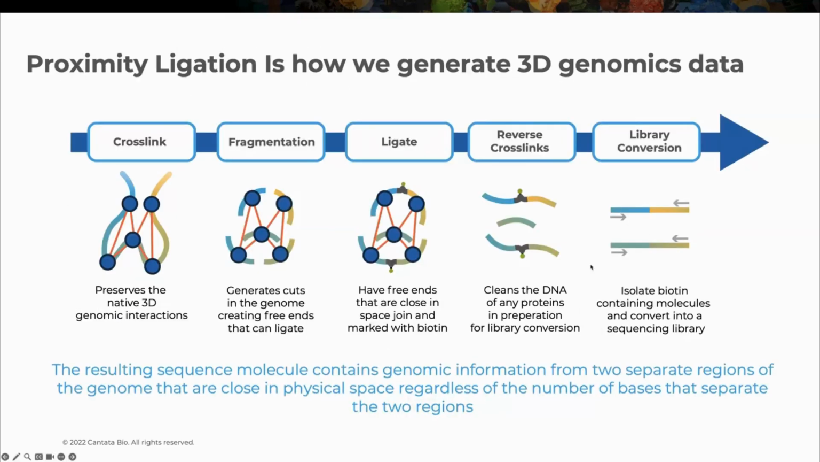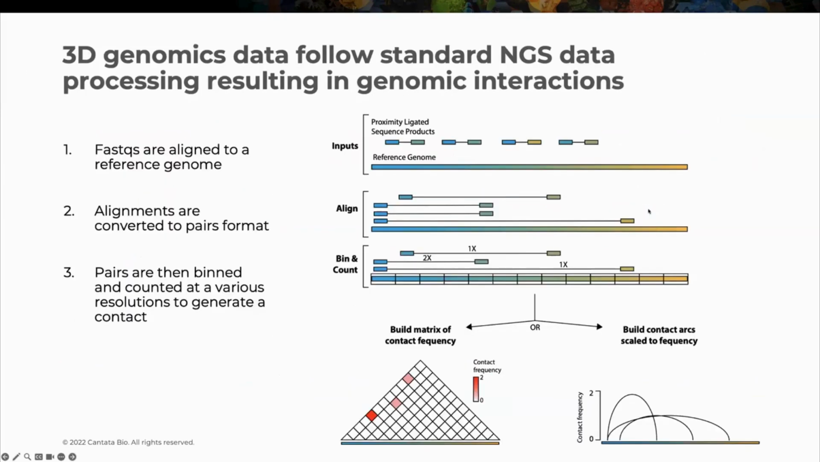So once we're at this stage, we're at the DNA stage, we have these chimeric, ligated molecules. A lot of what you've seen in the analysis still holds. We still have to do an alignment.